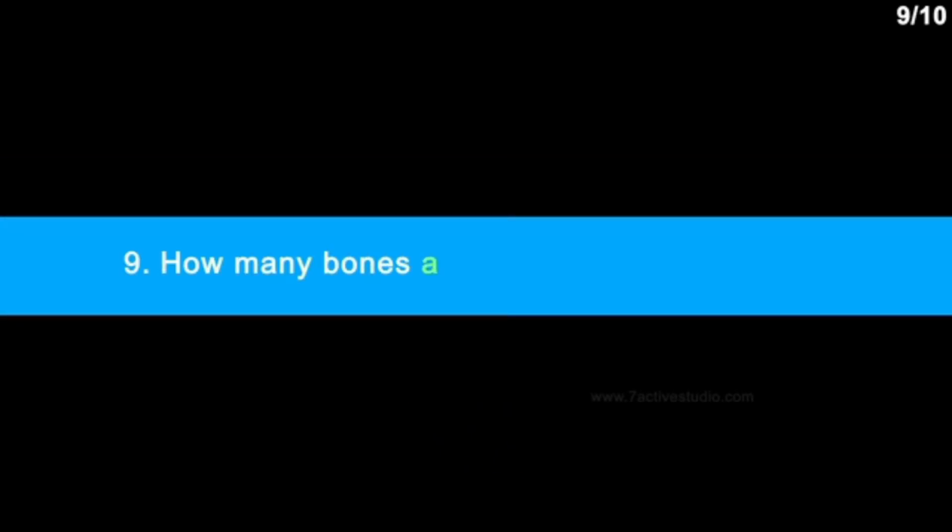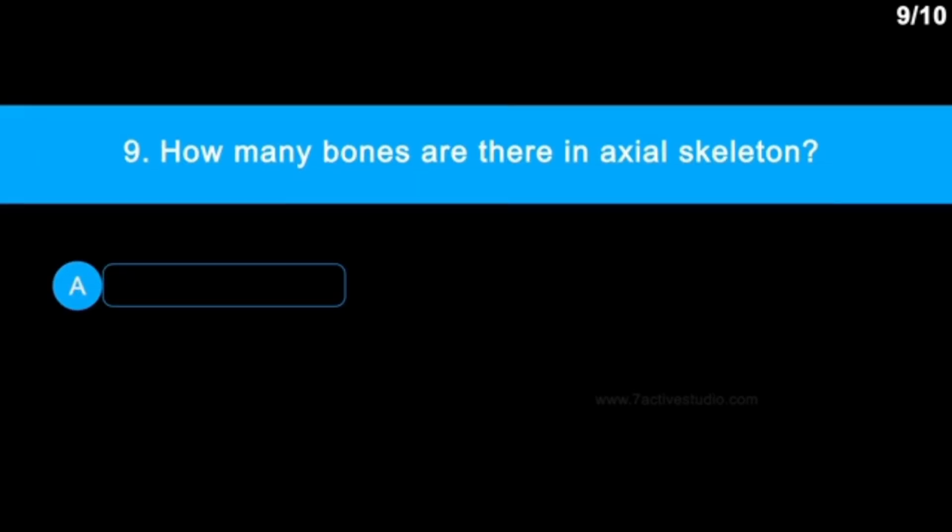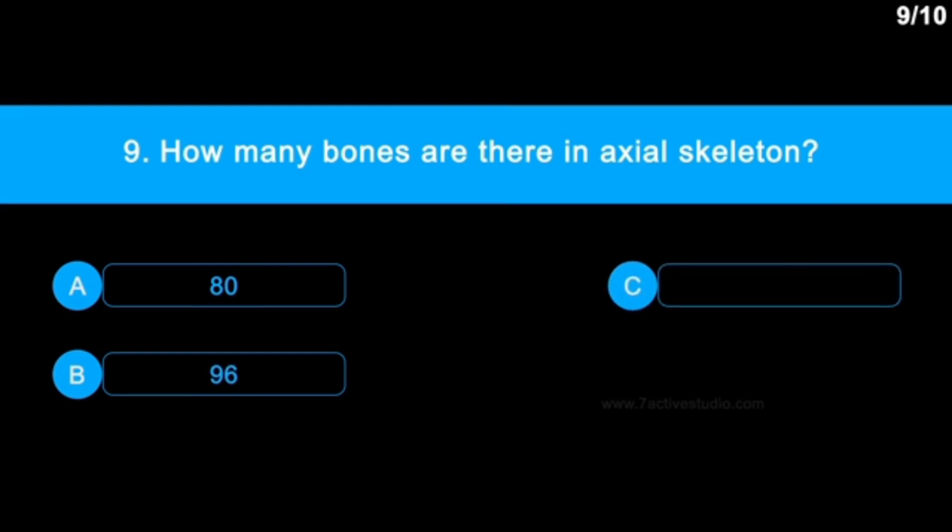Question 9. How many bones are there in axial skeleton? Option A. 80. Option B. 96. Option C. 84. Option D. 60.